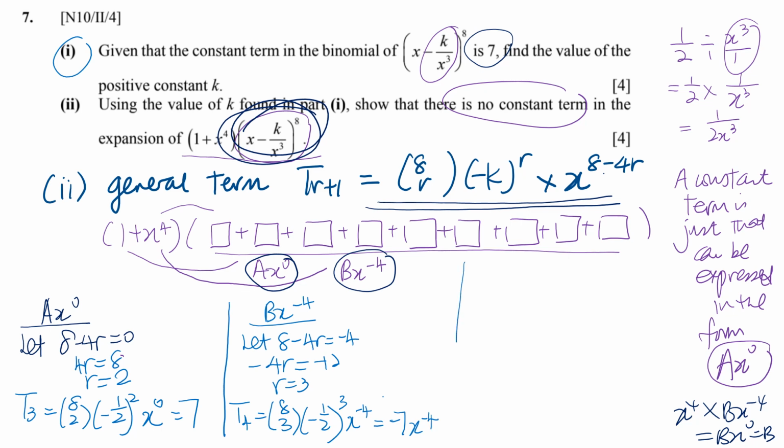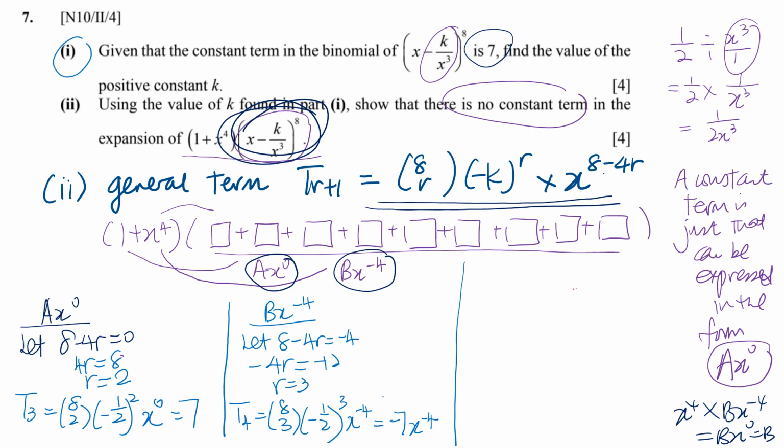Okay, so what's happening now is that we are saying 1 plus x to the power of 4 multiplies with the 9 terms, and one of them is 7x to the power of 0. The other one is negative 7x to the power of negative 4. So let's see what happens if you multiply them. You will get 7x to the power of 0 minus 7x. Wait, hang on. I think I've done it wrongly.